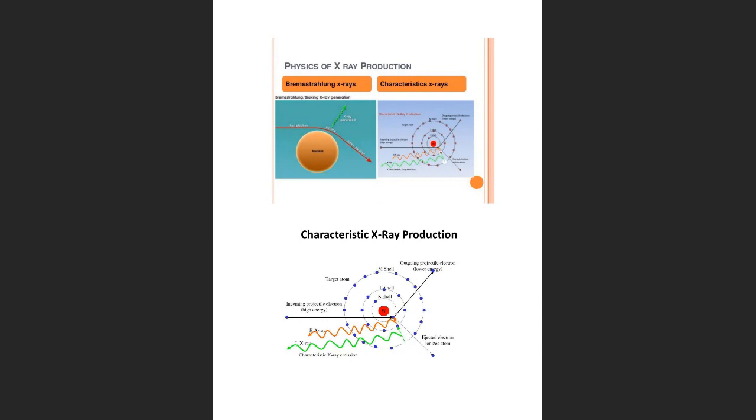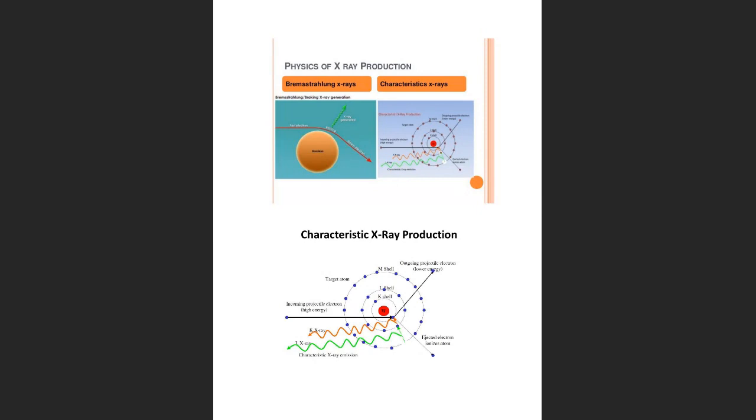Okay, so we have that incoming projectile electron. It hits the electron, knocks it out, so it has ionized the atom, and then it continues on. So we have an ejected electron, and we have the projectile electron. So then what has to happen is we have to have the cascade effect.